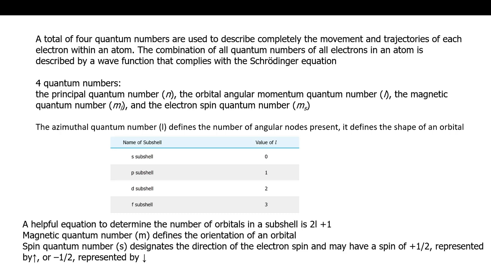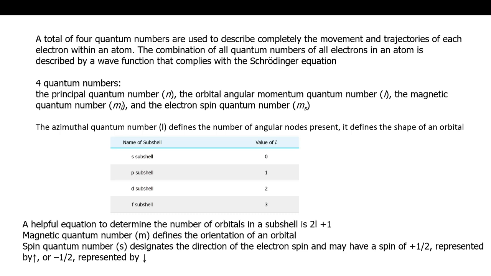There are four quantum numbers. A total of four quantum numbers are used to describe completely the movement and trajectories of each electron within an atom. The combination of all quantum numbers of all electrons in an atom is described by a wave function that complies with Schrodinger's equation.